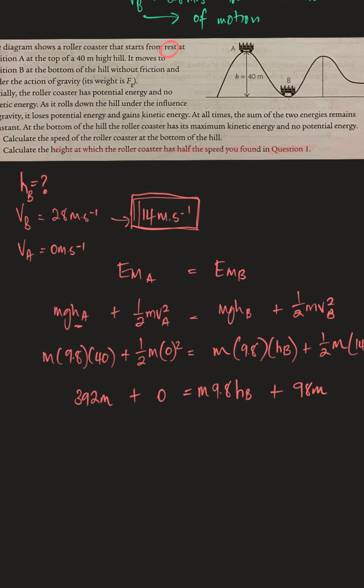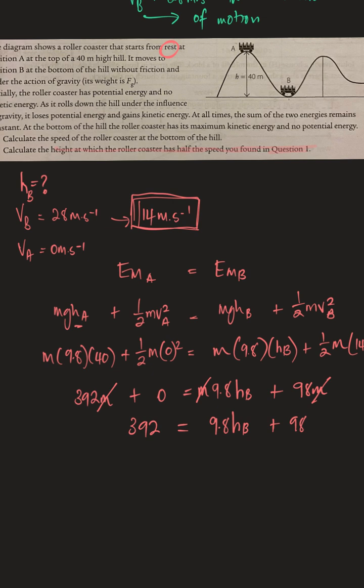Alright, so what I'm looking at now is a situation where I've got these m's. So what I can do is cancel them out. So divide everything by m, so that goes away, that goes away, that goes away. So now I'm looking at 392 is equal to 9.8 HB, which we're looking for, plus 98.